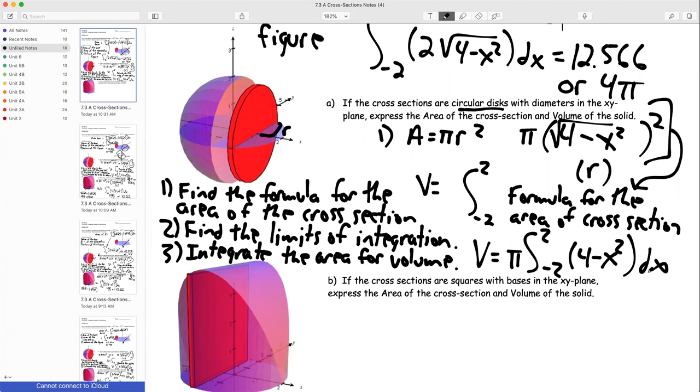And so you should get 32 over 3 pi, or 10 2/3 pi. Or if you leave it as a decimal, what is it, like 33.551? Either one of those. And I don't see units here, but that would be cubic units, right? Because it's a volume.